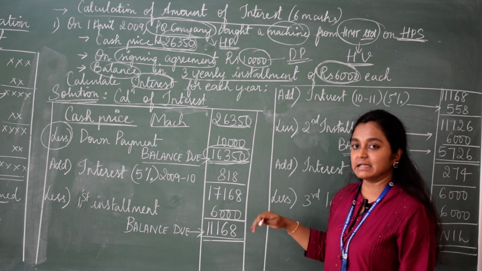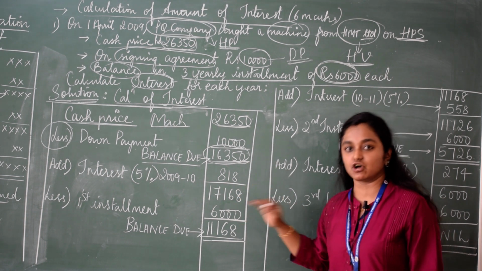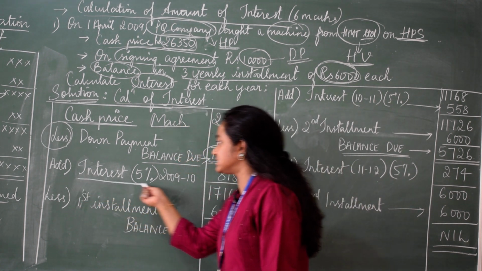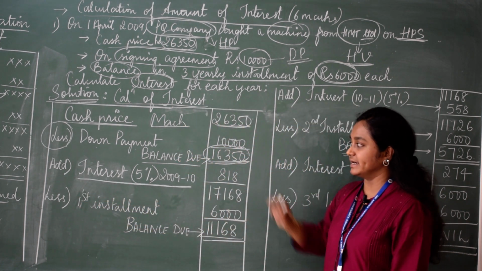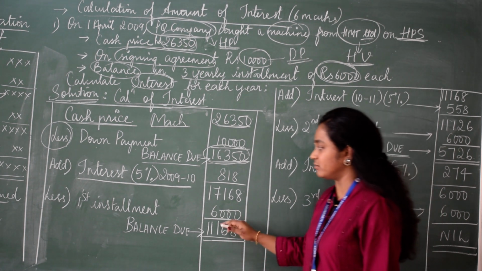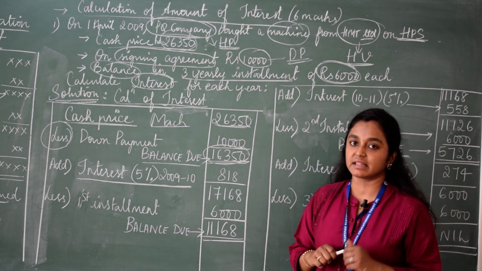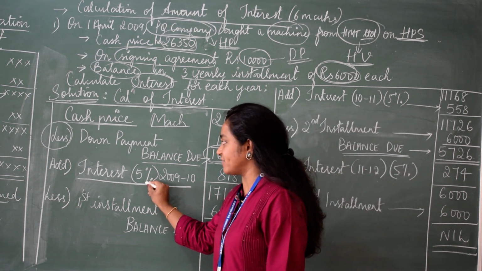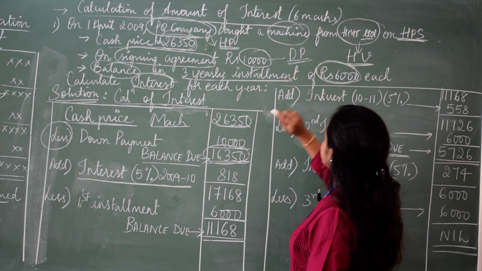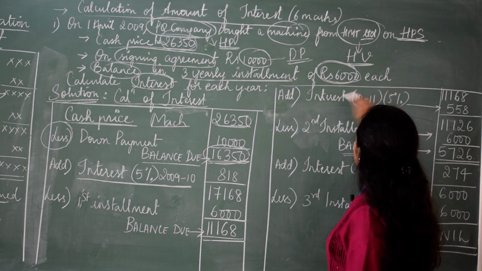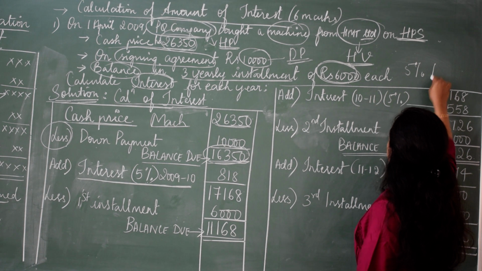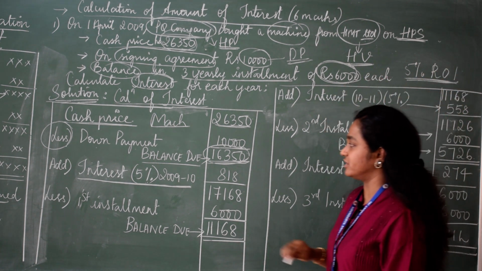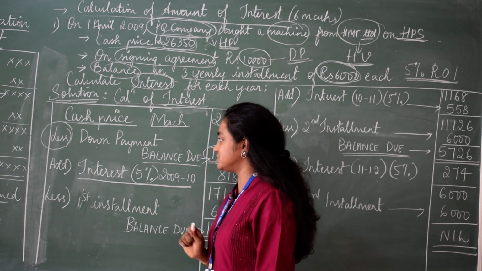Now from this balance, the first year interest and installment calculation starts. From this balance, the first year interest has to be added. Why we have to add it here is because the installment of 6,000 is given directly, and no interest has been added to it. The rate of interest given in the question is 5%, so 5% in the first year on this value.